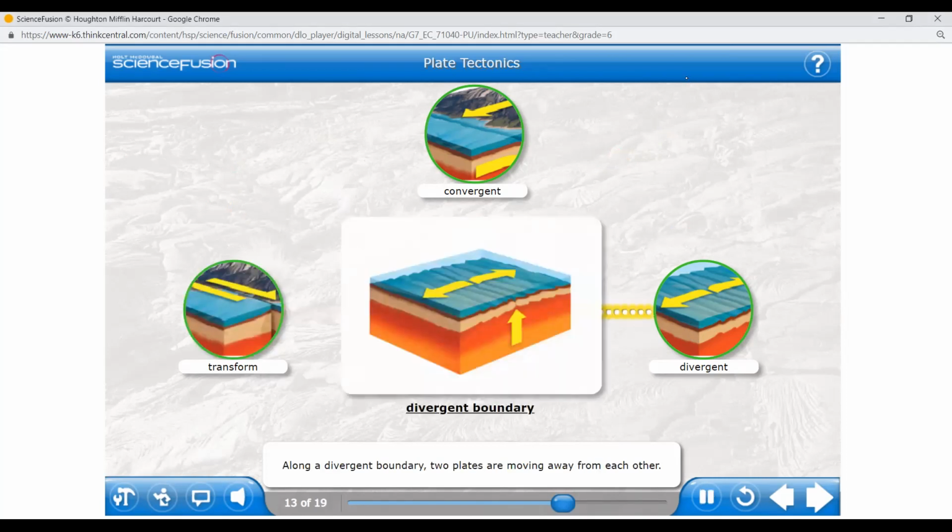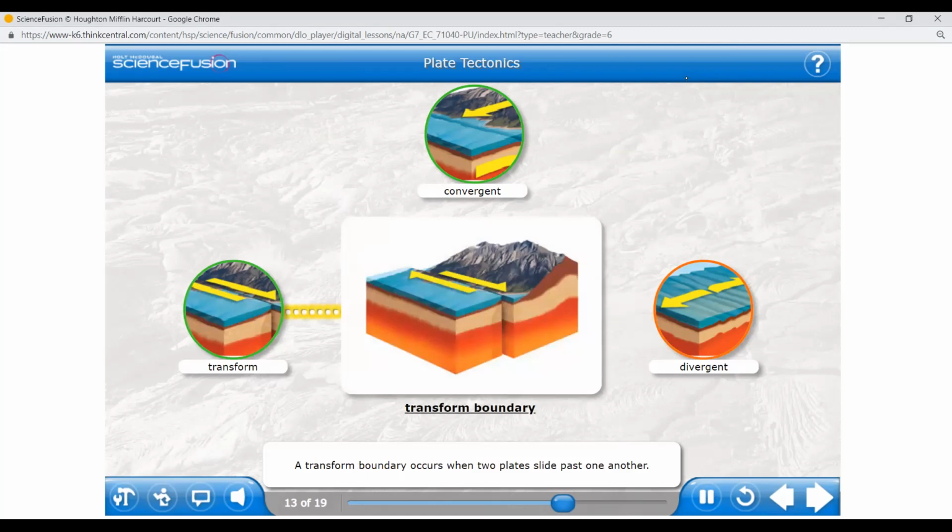Along a divergent boundary, two plates are moving away from each other. Here, magma pushes up from below, cools, and forms new rock on the surface. It's along this type of boundary that seafloor spreading happens. A transform boundary occurs when two plates slide past one another. Because the rocks cannot glide smoothly, stress may build up along these boundaries, and the energy is suddenly released in the form of an earthquake.